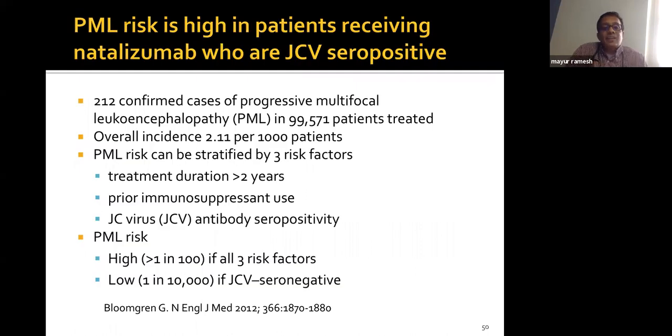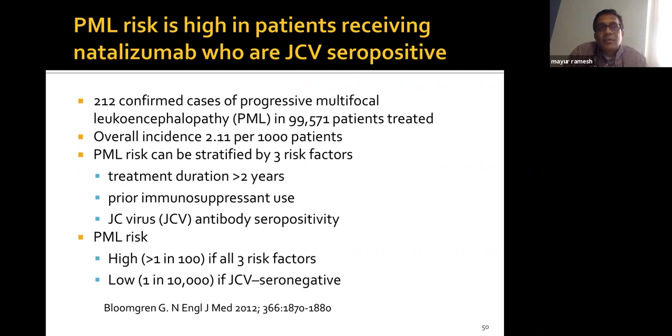So what about PML risk factors? The risk is very high in patients receiving natalizumab who are JC virus seropositive. At least in this paper in 2012, there were 212 confirmed patients with progressive multifocal leukoencephalopathy, PML, out of the 100,000 patients treated. So overall incidence was 2.11 per 1,000 patients. And the PML risk can be stratified by three risk factors.